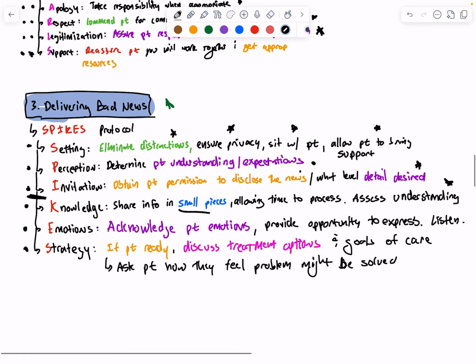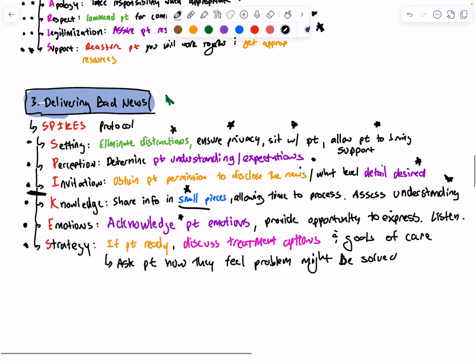This one's kind of key because there are some questions where they'll ask you something and then they bring up multiple ideas at once. Better to share the information in small chunks, one topic at a time, and allow the patient to process. All right, emotions: acknowledge the patient's emotions, provide opportunities to express, let them cry, just listen. Strategy: if the patient's ready, the last thing you're going to do is discuss treatment options.